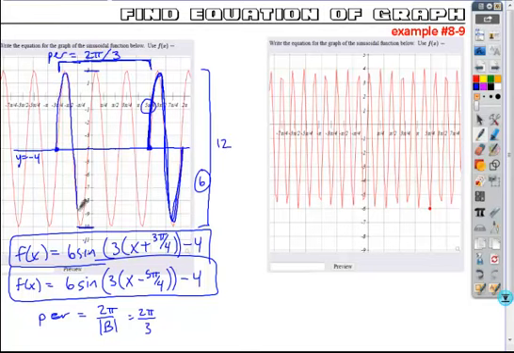Again, you can see if you shifted it to the left 1 full period, it demonstrates that we're, again, going in the positive direction with our sine, so we leave the number in front as a positive.